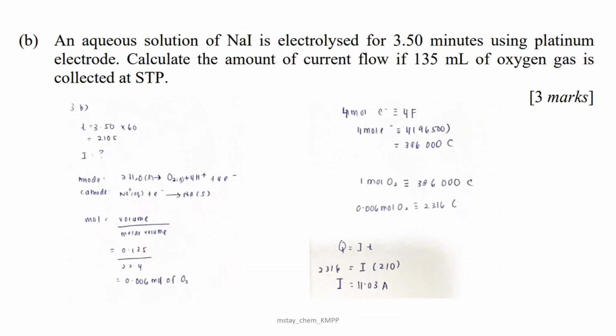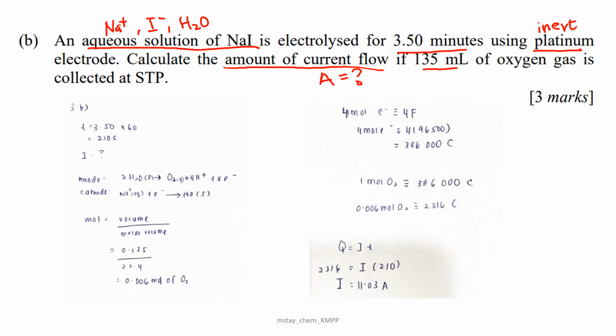Okay, let's continue with question 3b. An aqueous solution of NaI. When we see aqueous solution NaI, we know the species in the solution are Na+, I-, and also H2O. It's electrolysed for 3.5 minutes using platinum electrodes. Platinum electrode is an inert electrode. Calculate the amount of current flow. That means you need to determine the ampere if 135 mL of oxygen gas is collected at STP. We know the molar volume at STP is 22.4 liters per mole.